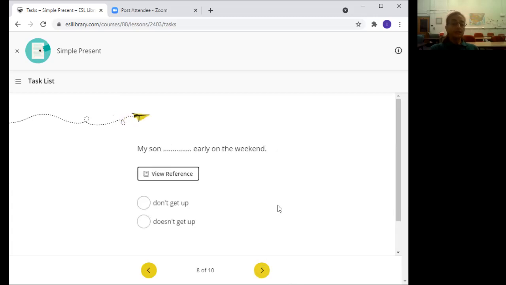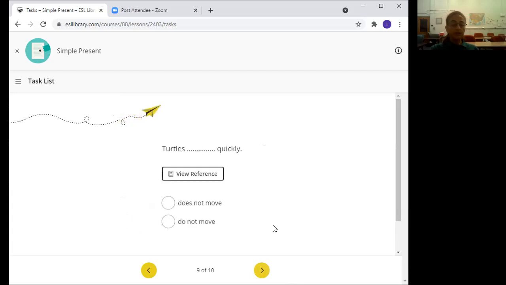My son blank early on the weekend. My son is a third person singular. My son, what's the choice here? You guessed it. It's doesn't get up early on the weekend. My son doesn't get up early on the weekend.